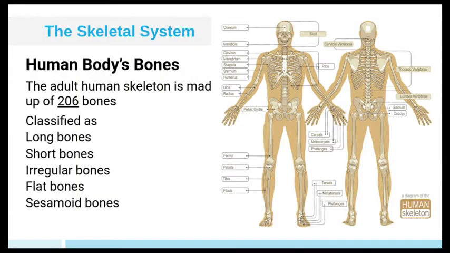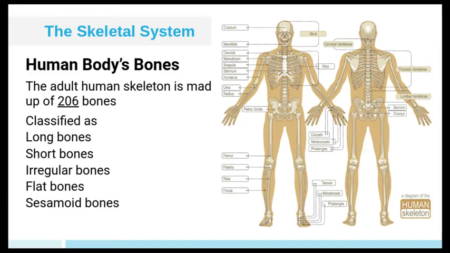So when we talk about an adult skeleton, we talk about 206 bones, and then those are classified into different categories. You've got long bones, which is like your femur, the tibia or the fibula, the humerus, and the ulna and radius, and there's some other ones. You've got short bones, which there are lots of examples of. And then you have irregular bones and flat bones and sesamoid bones. Those are all just different categories of bones.